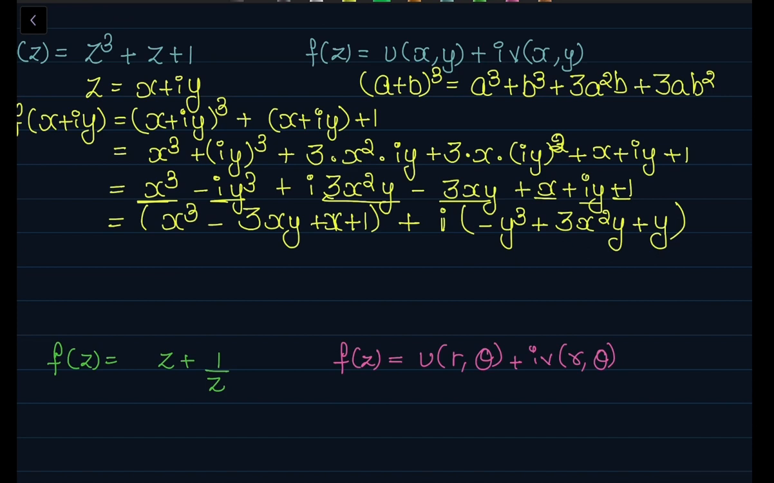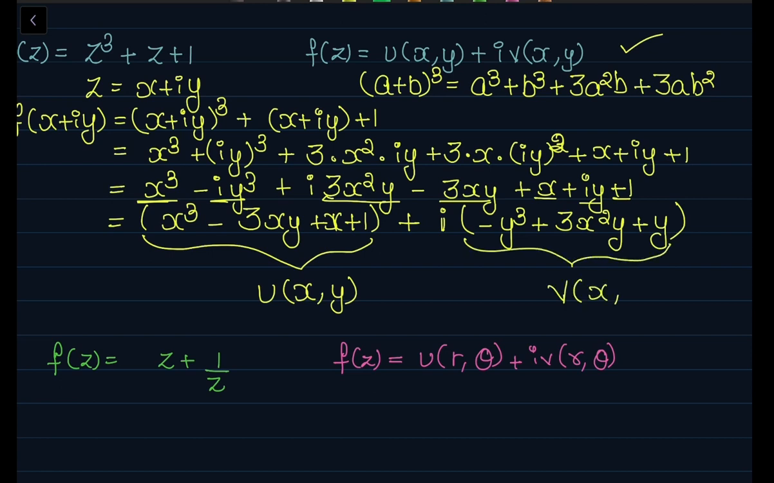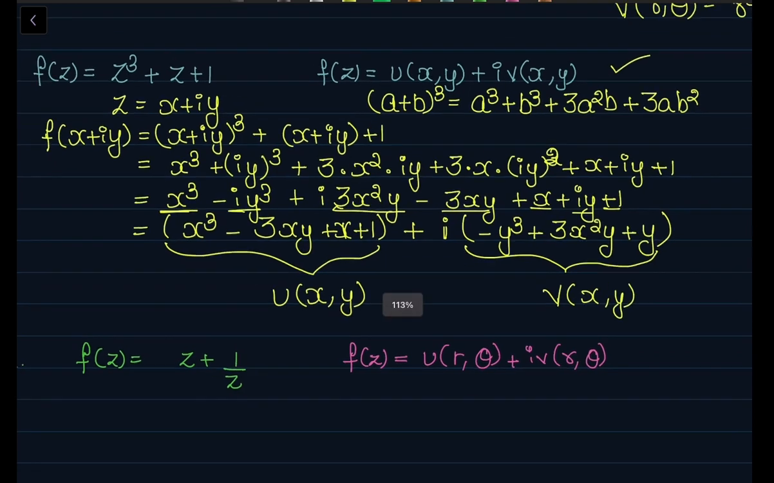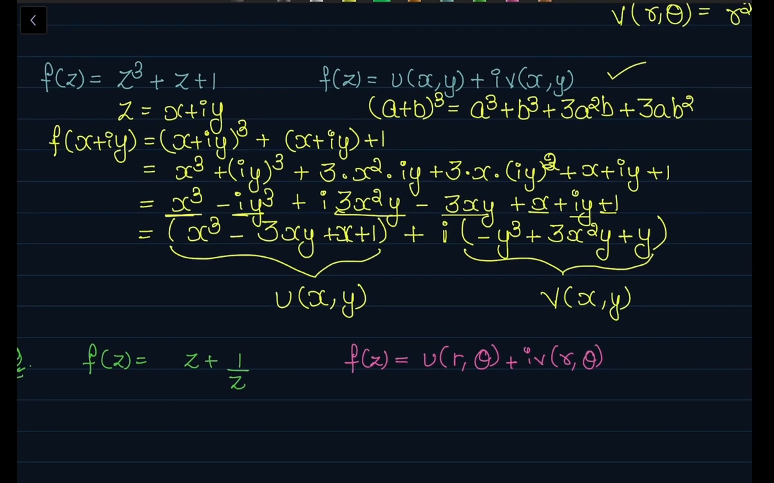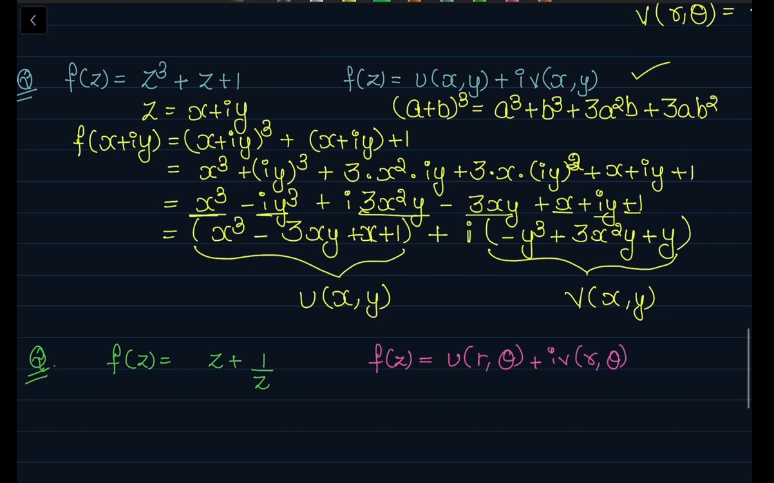Now compare it with the given equation, that is u of x, y plus iota v of x, y. Then you will get your real part, which should be equal to u of x, y, and this part is your imaginary part, which should be equal to v of x, y. So I hope the question is clear to you, and it is a very easy and interesting question.